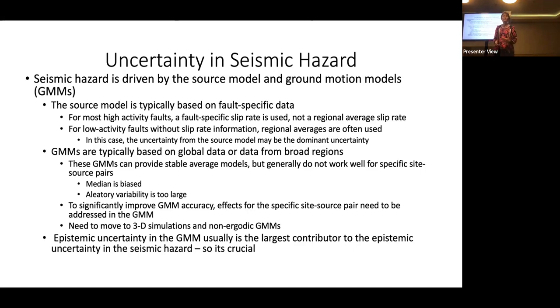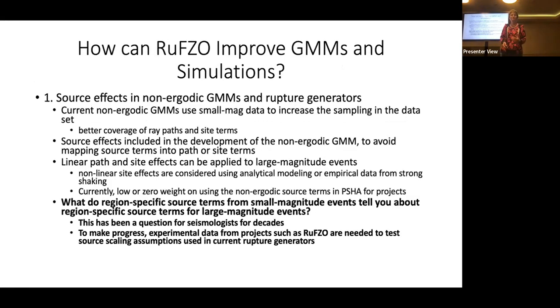And why do we want to do that? Why is that important? What's the motivation? The rationale is that the epistemic uncertainty in these ground motion models, because they're so gross and broad, is what's really driving the epistemic uncertainty in seismic hazard estimates. And that's a really big deal. It has huge implications financially, in the many hundreds of millions of dollars. And so that's the rationale for focusing on ground motions when we're thinking about one of the practical benefits of RuFZO, as well as learning a lot more about earthquake physics.